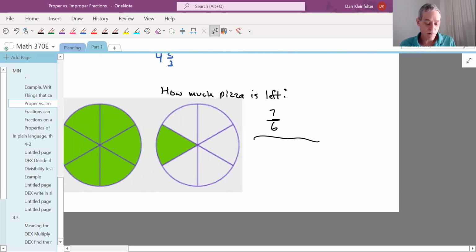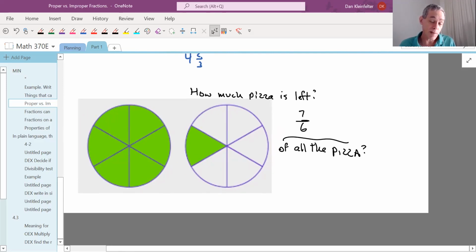On the other hand, we could say, out of what you ordered, how much of all the pizza is left? That makes the whole different. The whole was both pizzas, not just the one. How many slices of pizza did you end up buying? You have 2 pizzas, each of which is in 6 parts, and so 12 slices. Out of those 12 slices, there are 7 left. Of course, 7/6 is not the same as 7/12.